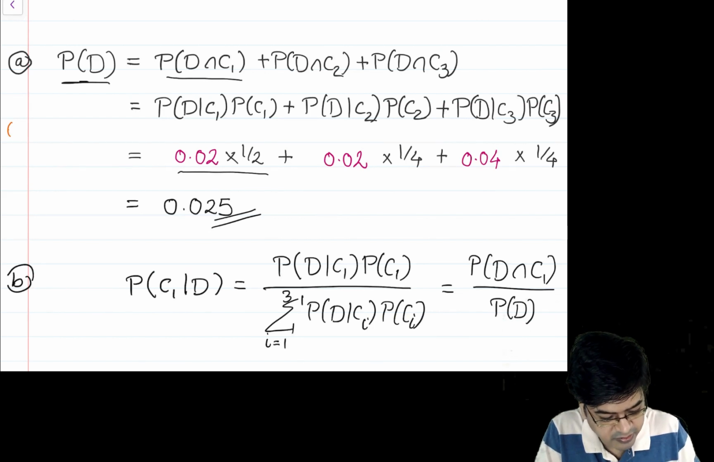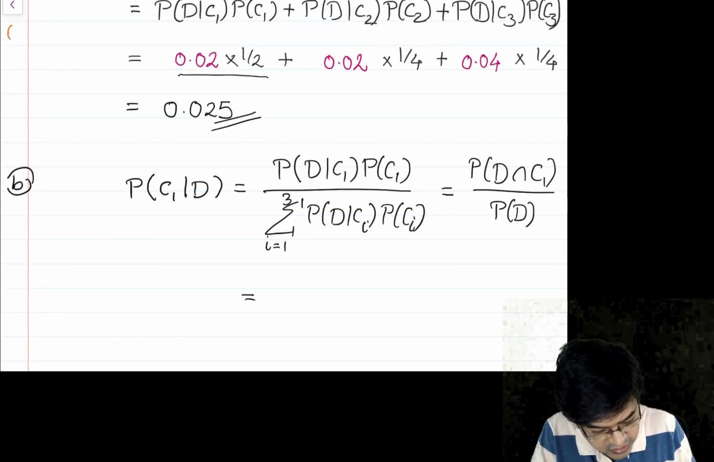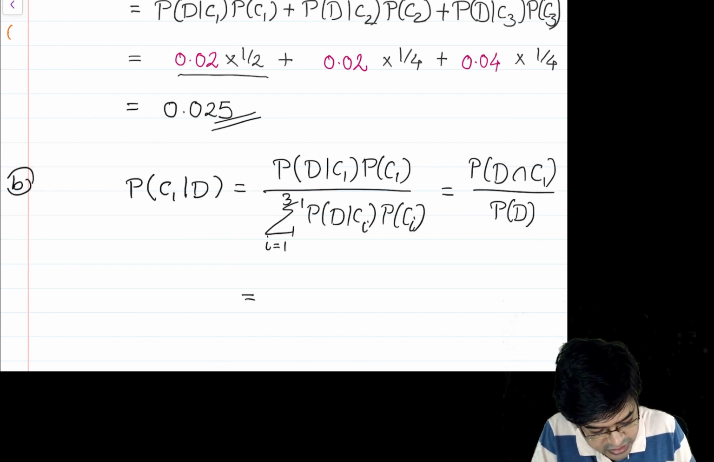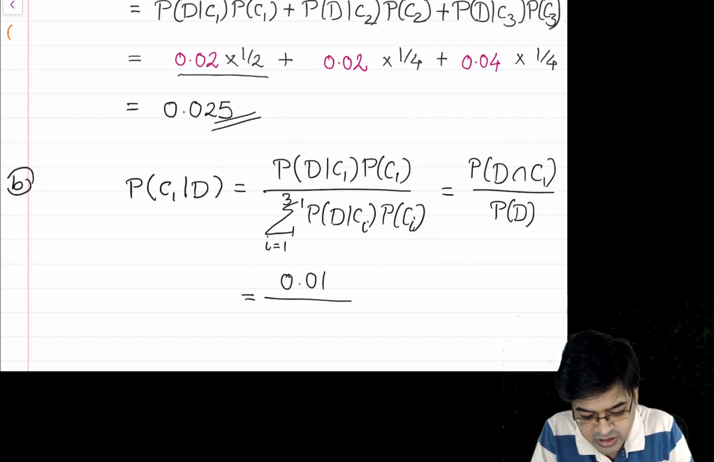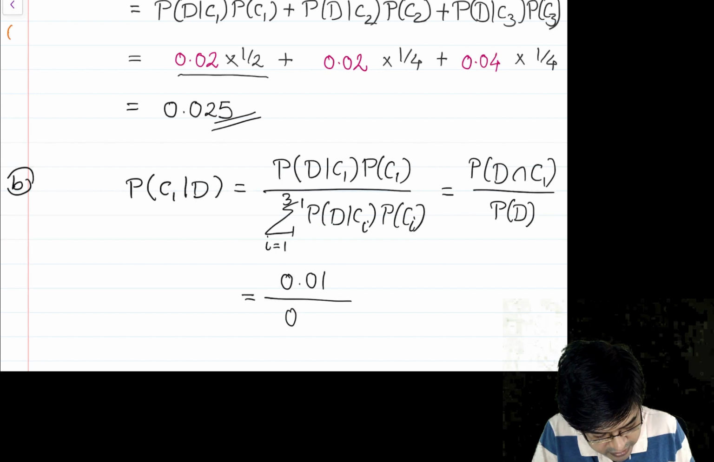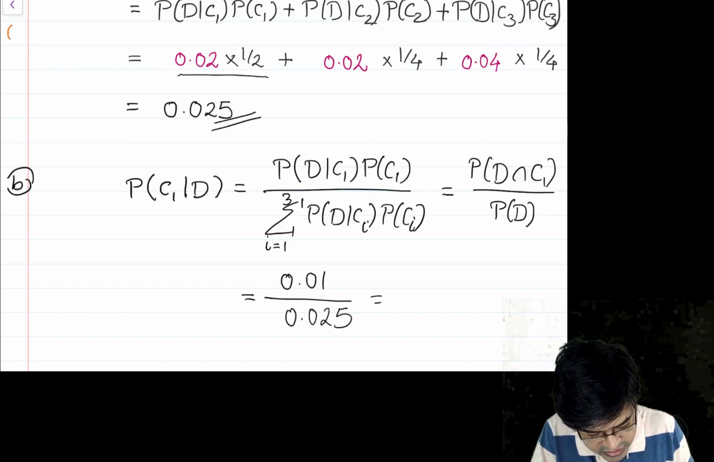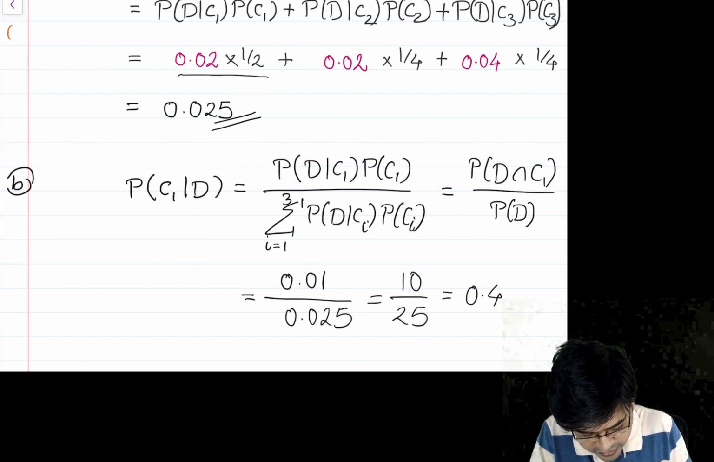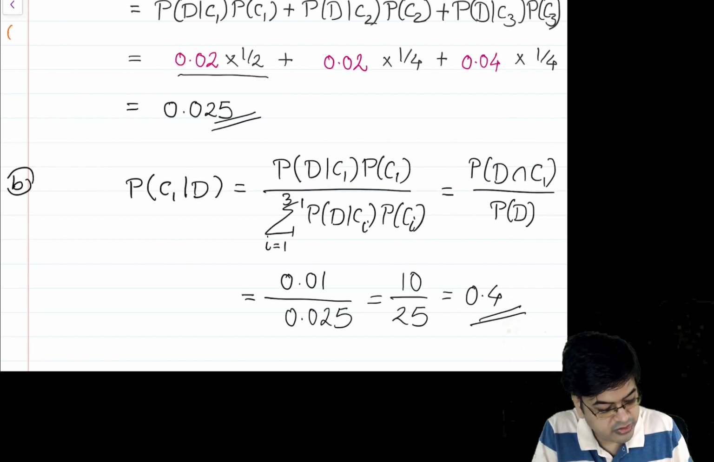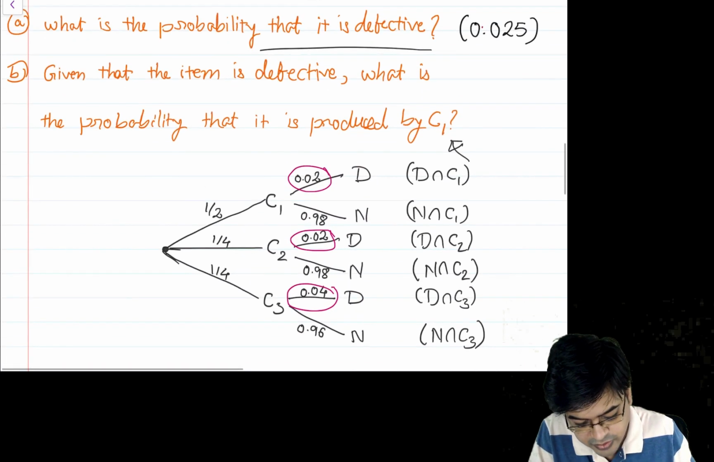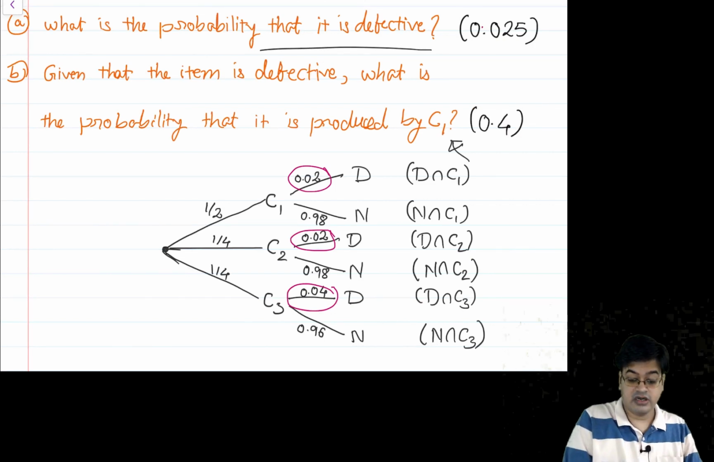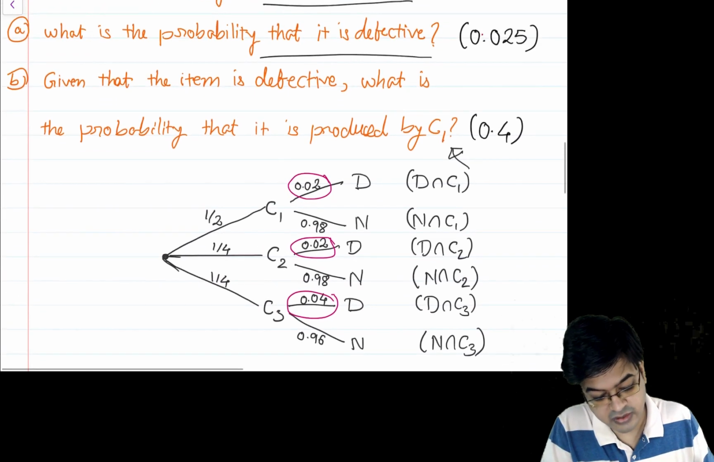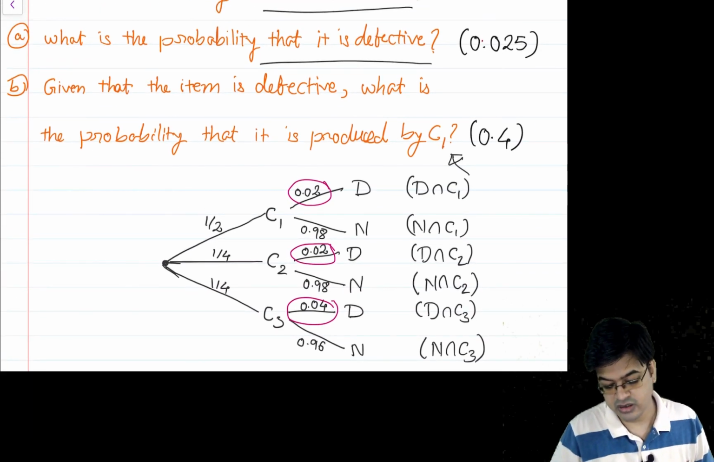So I just need to plug in the values, that is 0.02 divided by 2, that is 0.01. So it is 0.01 upon sum over all these probabilities 0.025. So this essentially means it is 10 by 25 and that is equal to 0.4. Wonderful. So we have figured out what is the answer to this question. So that is 0.4.